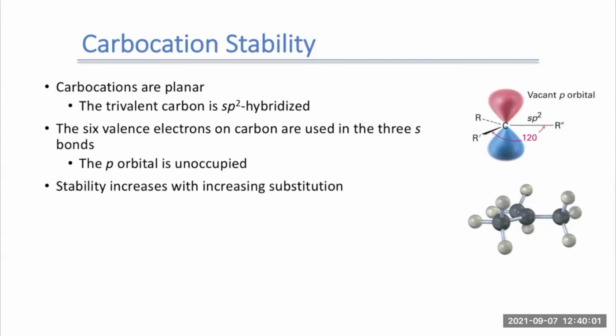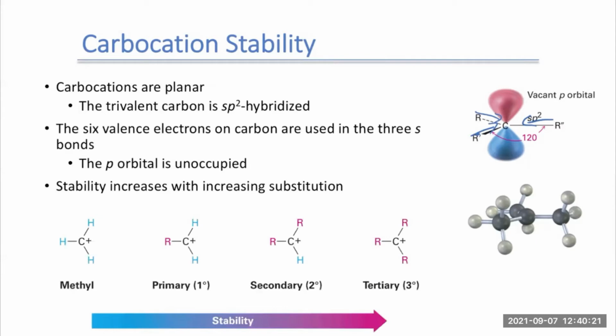So if you had groups that donate electron density towards that empty carbon, that'll help stabilize it. The more electron density you can donate through inductive effects, the more stable it becomes. And so that's why if we're going to rank our stability, we have methyl as the lowest because hydrogens can't really donate any electron density. Primary, that'd be like the methyl group there. Secondary, 2 methyl groups. And tertiary, 3 methyl groups.